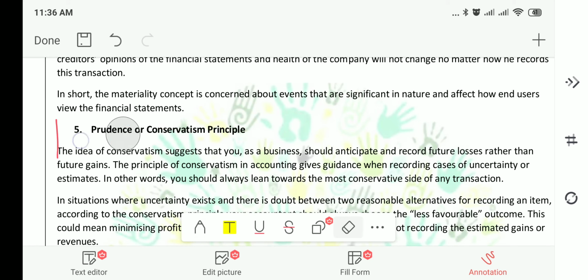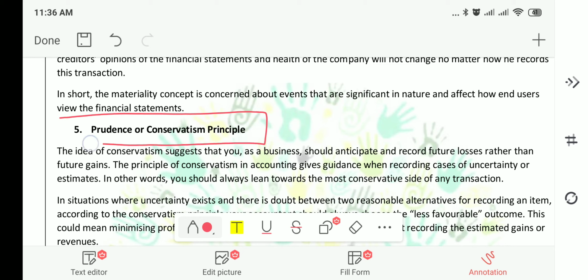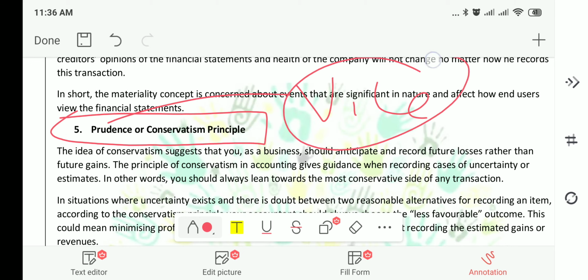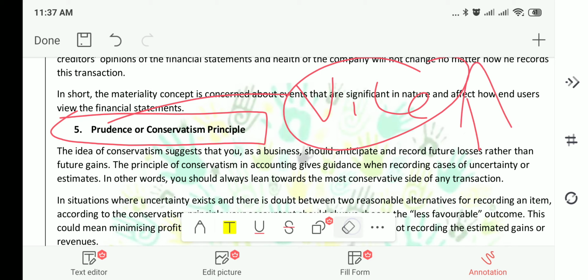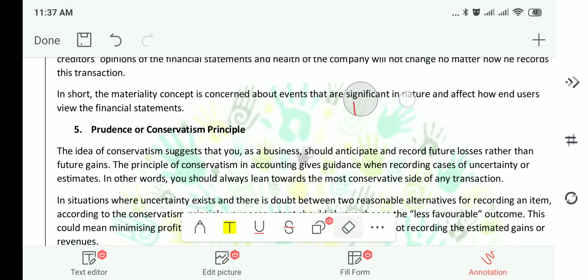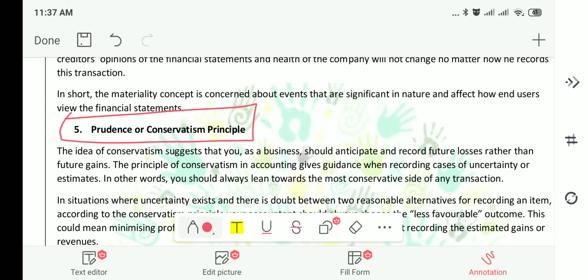The fifth and the final principle that we will be dealing with in this lecture is the prudence or conservatism principle. What is prudence? It is nothing but being wise. That means a person is wise because he has understood that if he takes care now, then he can save in the future. This is nothing but the meaning of prudence. Now we will see what the prudence or conservative principle is.